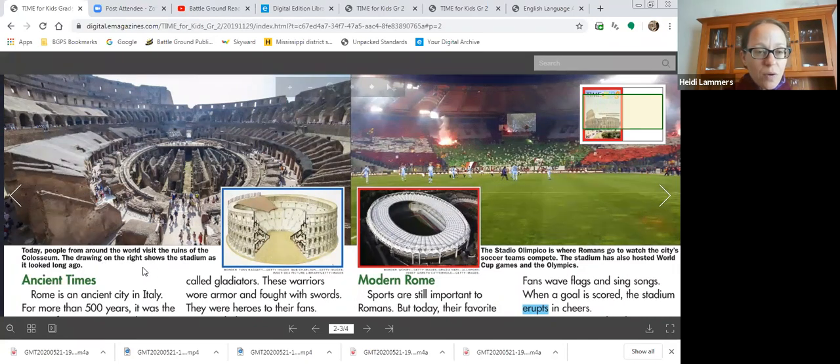So we know our directions. We know this side is left, this side is right. And so this is the picture they're talking about. It's a drawing of what this would have looked like when this stadium was being used for sports a long time ago.